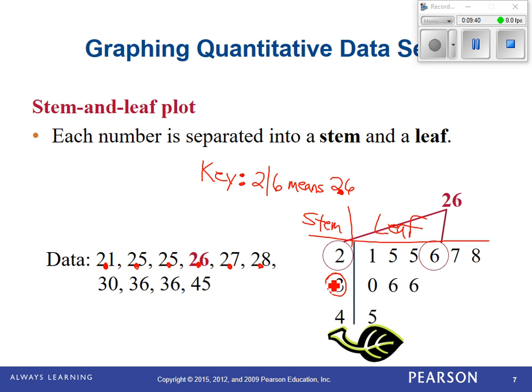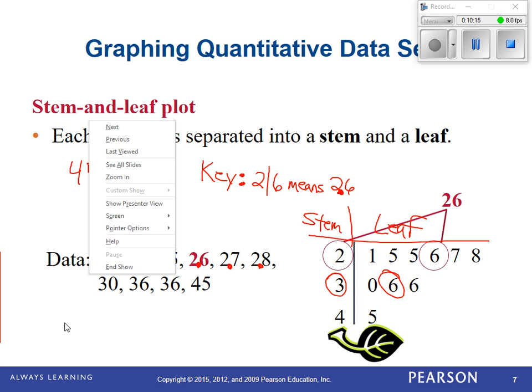What's that tell us? 36. Which number appears the most in this set of data? 25, they both appear twice, right? What's the lowest number in that set of data? 21. What's the highest number? 45. So if we were going to find the range like we had to do the other day, 45 minus 21, you could do all that stuff. When it's in order like that, that's real helpful.